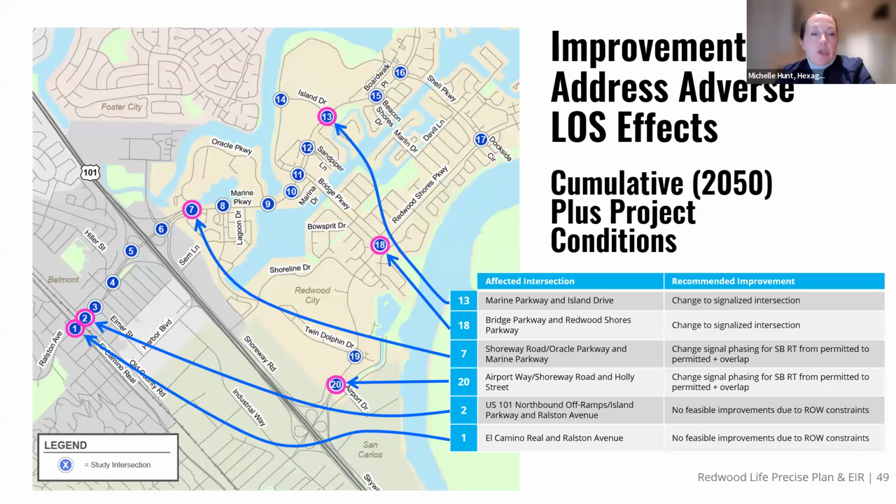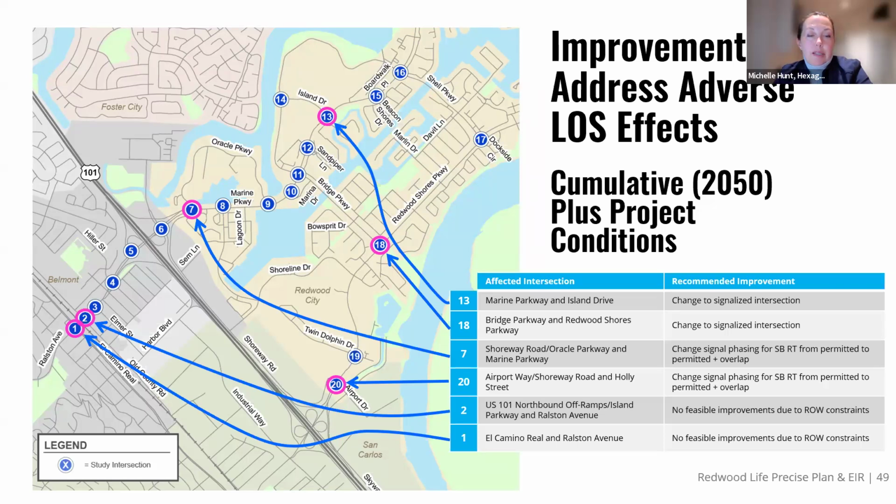So there are two unsignalized intersections here, one on Marine Parkway at Island Drive, and then one on Redwood Shores Parkway at Bridge Parkway. Both of those would be adversely affected by the project, and our recommendation would be to signalize those intersections. With that signalization, the intersections would operate at an acceptable level.